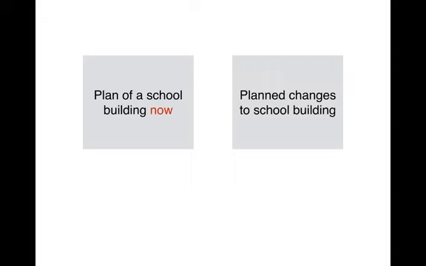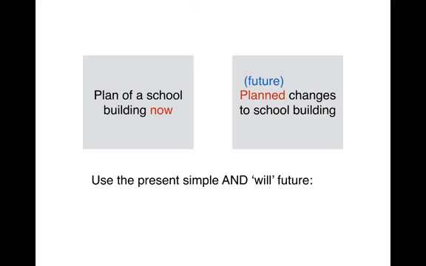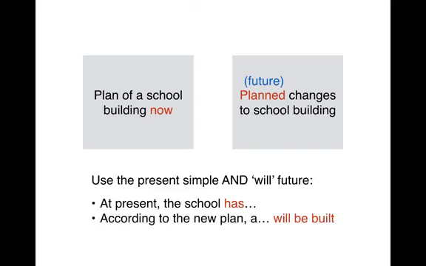If we have the plan of a school building, but this time the plan is now compared to planned changes for the school building which will be in the future, this becomes different. Now we need to use the present simple and the will future. For example, at present the school has 10 classrooms. According to the new plan, a new classroom will be built. There we've got the present simple with has and the future with the passive, will be built.